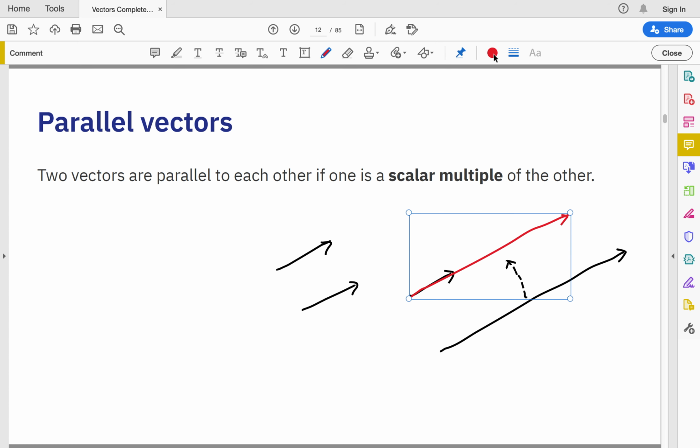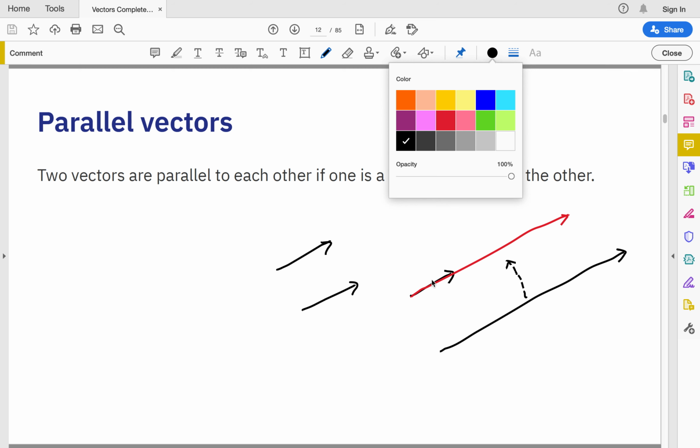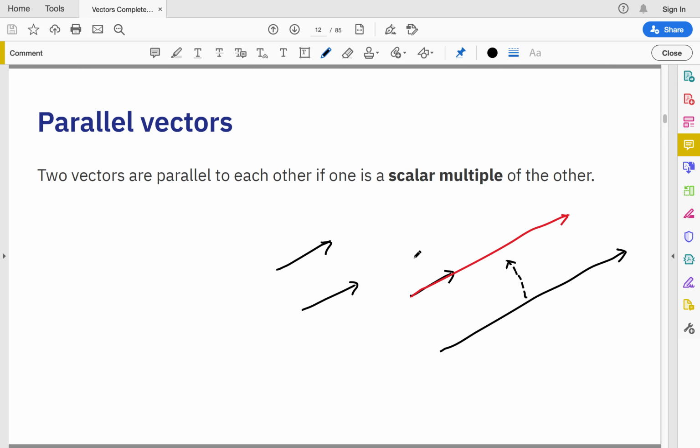Now as we can see, these two are lying on the same line, so this vector in red must be a scalar multiple of the vector in black. So for example, we could have 1, 2, 3, and 3, 6, 9. So the long vector will be equal to 3 times the small vector. So these two are proven to be parallel to each other.